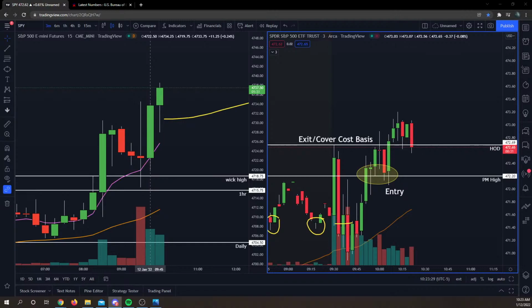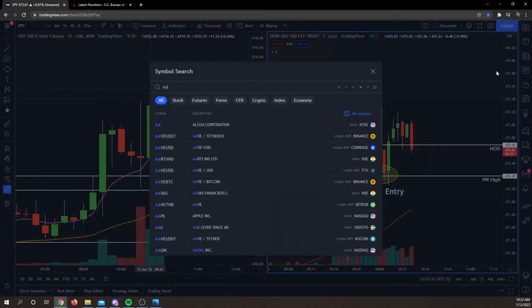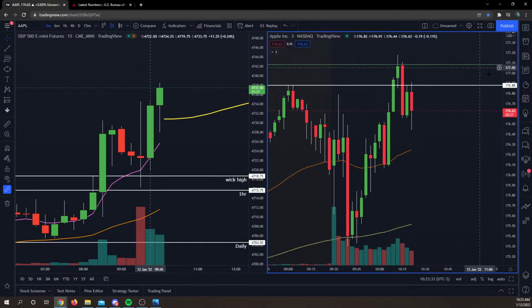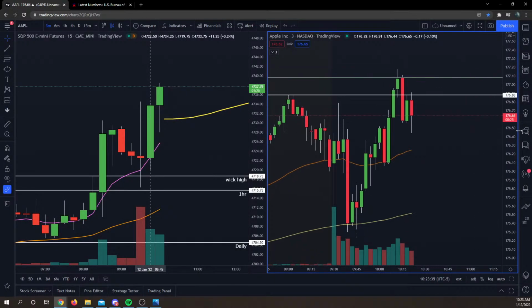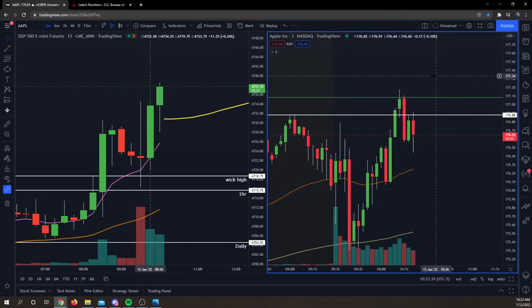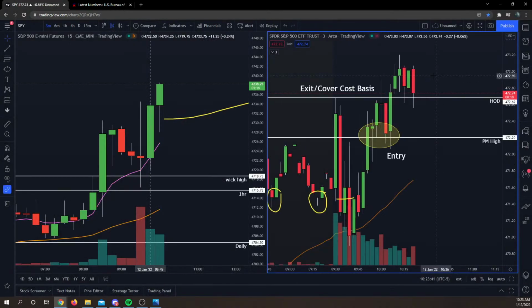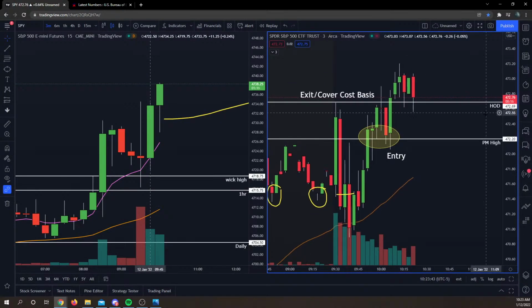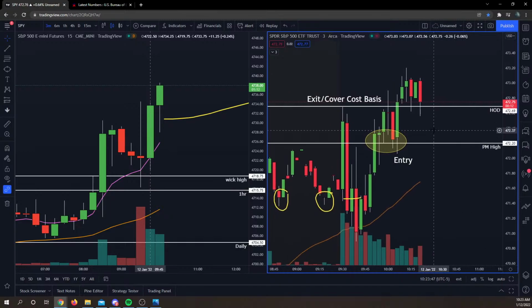So Apple's probably below our pre-market high, which we are. Could recycle our 50 EMA here on the 3-minute. And we could be just retracing our high of day level on SPY.